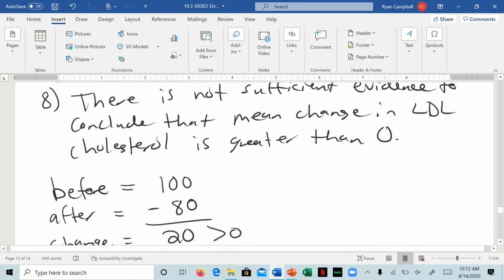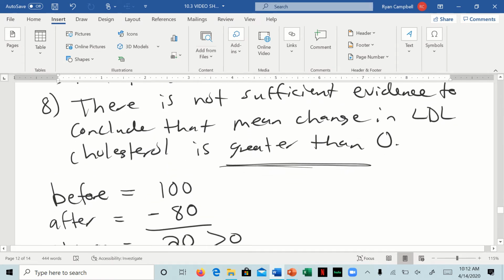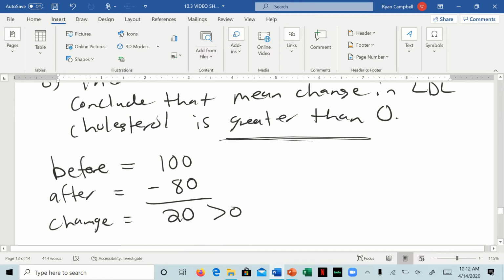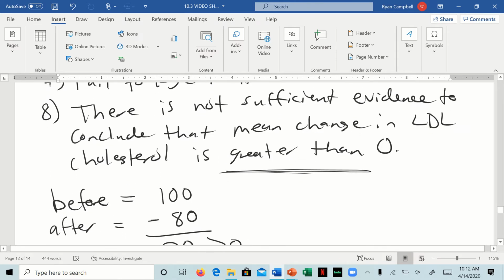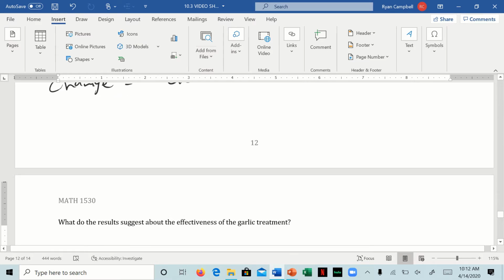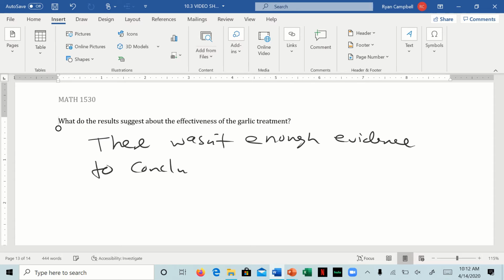So we would want it to be greater than 0. Okay, so we were actually testing that it lowered the LDL cholesterol, right? Because if the change is bigger than 0, that means that you subtracted smaller numbers, right? Your before was bigger than your after. Okay, so that is what we were testing for. So there was not sufficient evidence to conclude that. So then there wasn't enough evidence to conclude that the garlic treatment works.